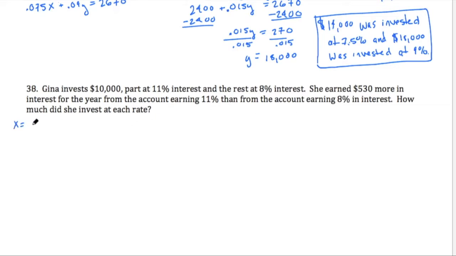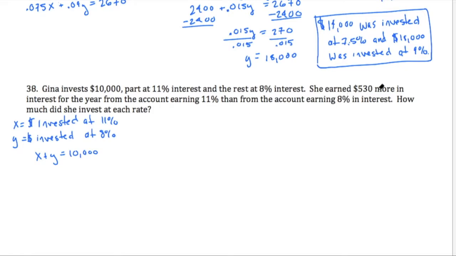Let's let X be the money invested at 11%, and we'll let Y equal the money invested at 8%. Okay, so some of it's going to the 11%, some of it's going to the 8%. That's our X and our Y, but we know that all of the money is $10,000. So that's our first equation.